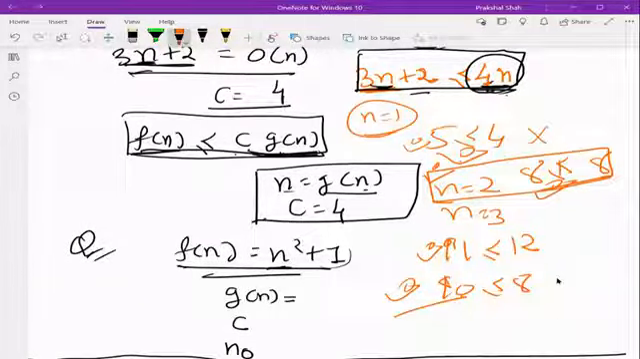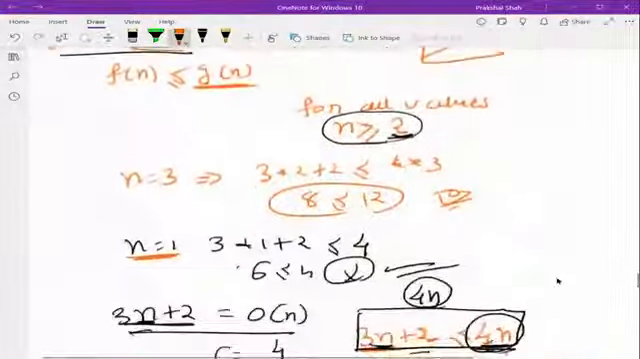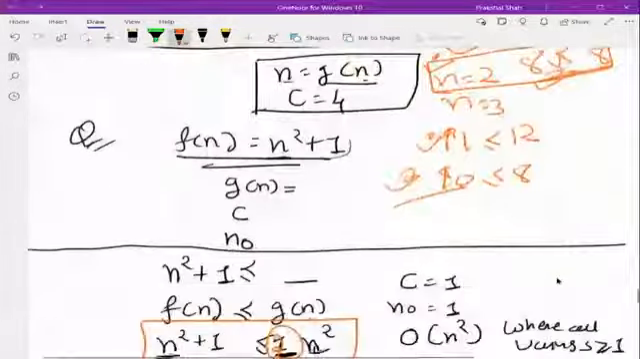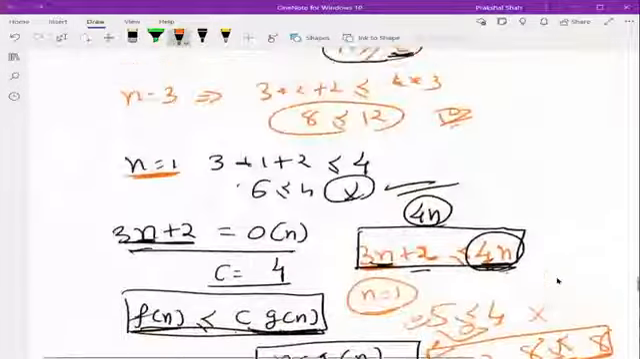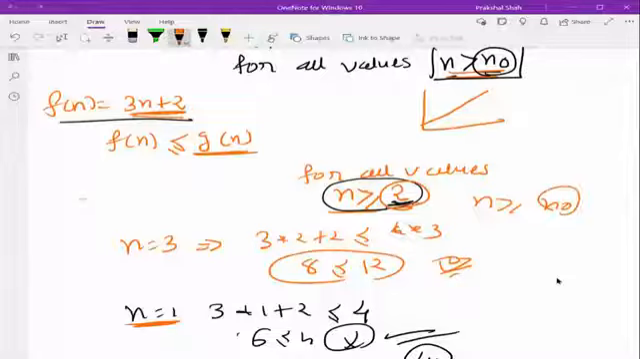I think everyone should be clear with this. So that is why we put what here, n naught. If you see n naught here, it will be 2 only. See here, n is greater than or equal to n0 only, so n0 will be 2, right? I hope I am clear. Okay, this would work.